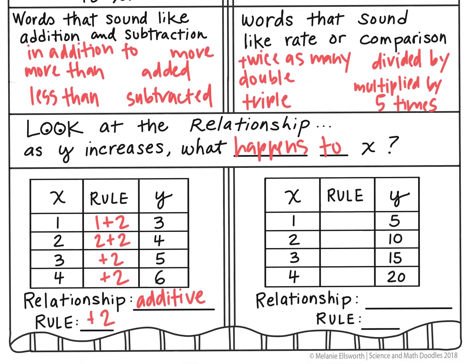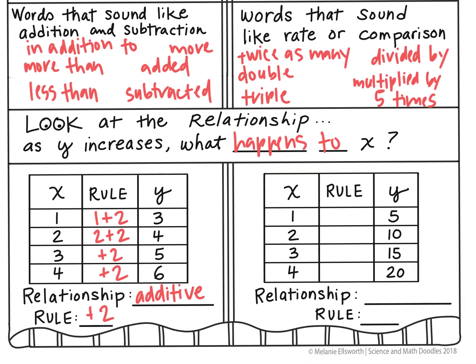So again, looking at that table, as y increases, what are we doing to x to get the new y? I multiplied this times 5. Is it true for 2? If x is 2, times 5 to get y, times 5 to get y. This is called a what relationship? Multiplicative. And the rule is multiply by 5.